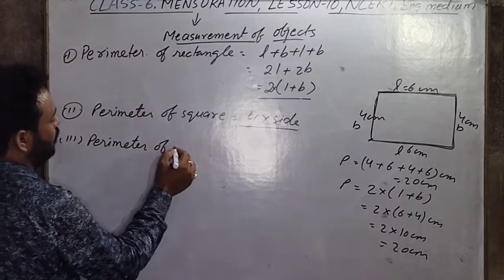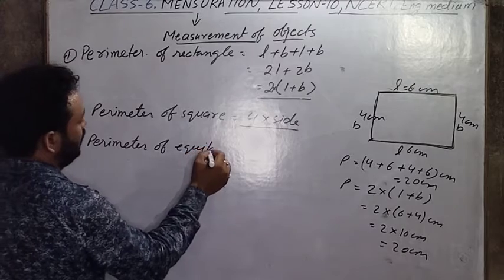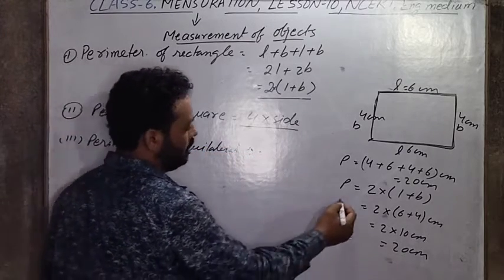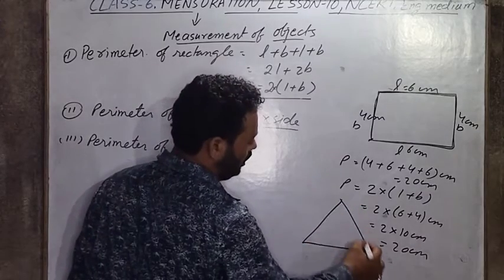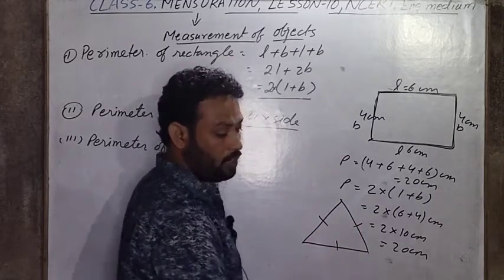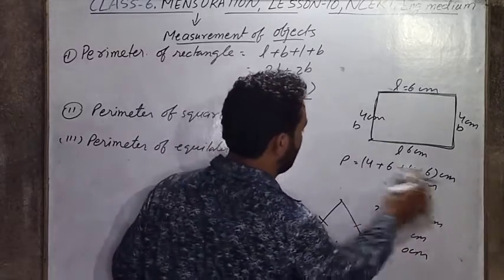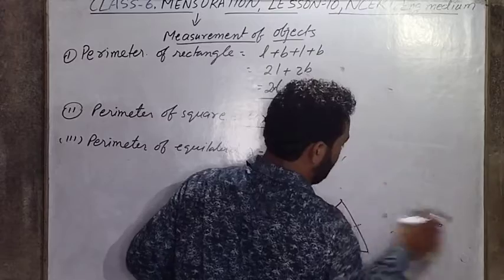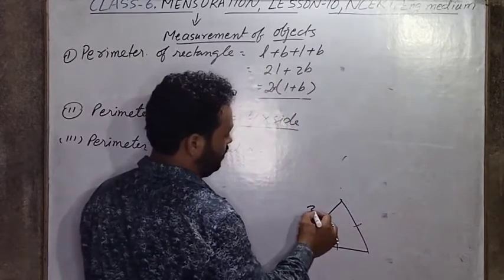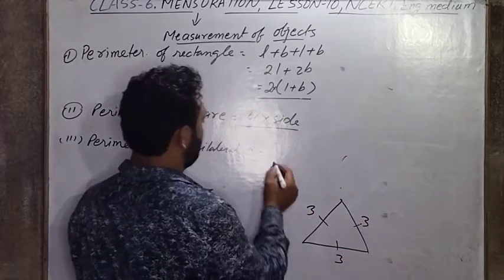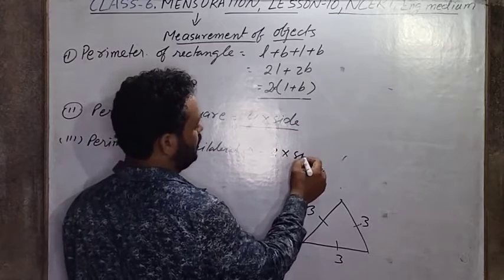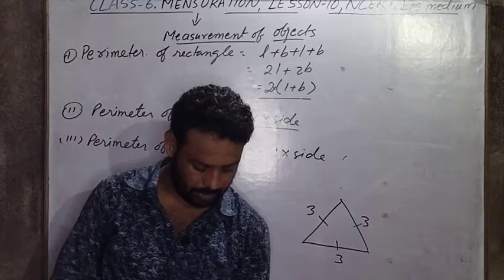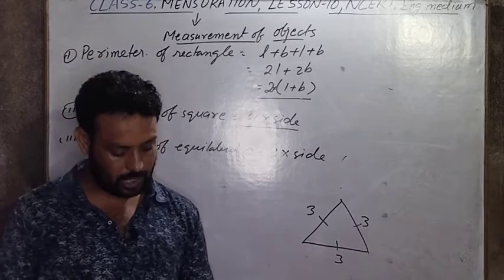Perimeter of equilateral triangle. What is an equilateral triangle? A triangle whose all three sides are equal is known as an equilateral triangle. All three sides are equal means if one side is 3 centimeter, then all the three sides will be 3 centimeter, like this, 3, 3, 3. So in this case it will be 3 into side. This is the formula. Perimeter of equilateral triangle is 3 into length of this side.